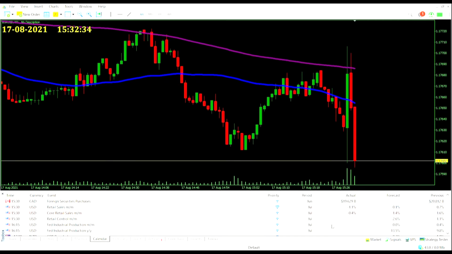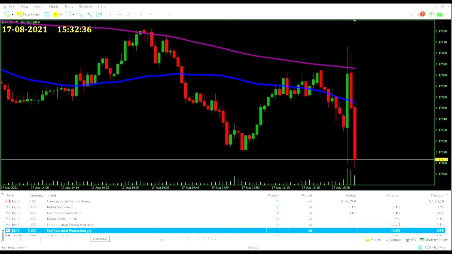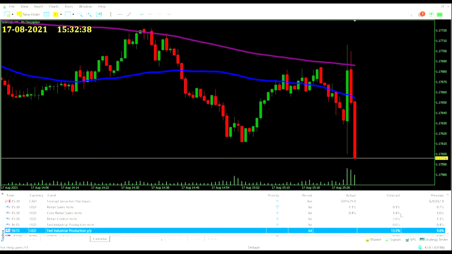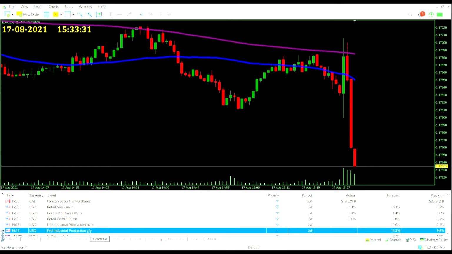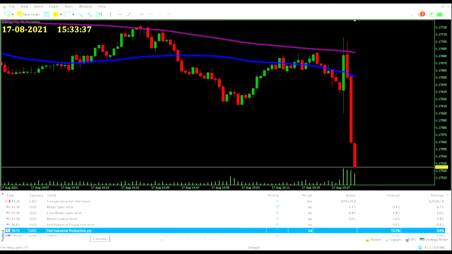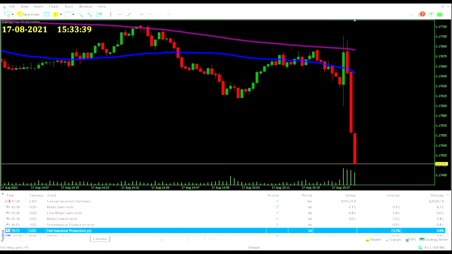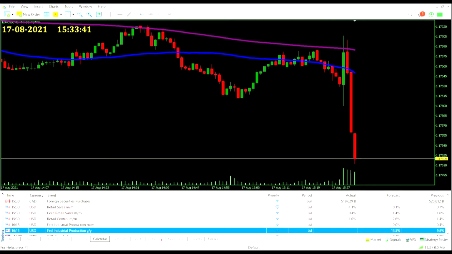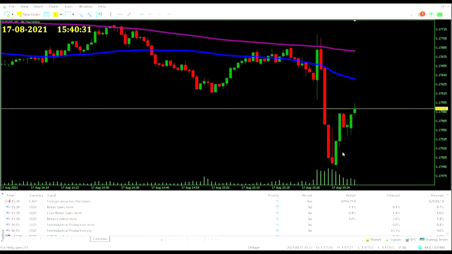Core retail sales down negative 0.4%, and they were predicted at 1.4, so that's a miss as well. And the last one of these month-on-month retail figures, the retail control, coming in at negative 1% when it was forecast at 2.6. But again, the dollar is getting stronger, we're seeing right now. We are seeing price come back a little bit here. That is a bounce for sure.